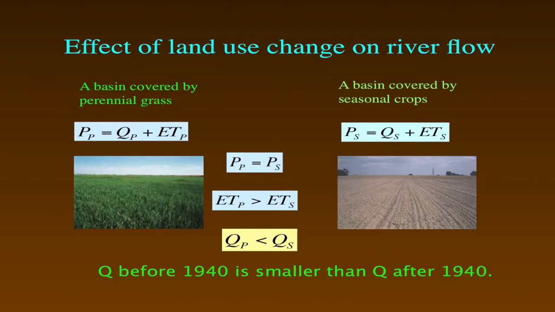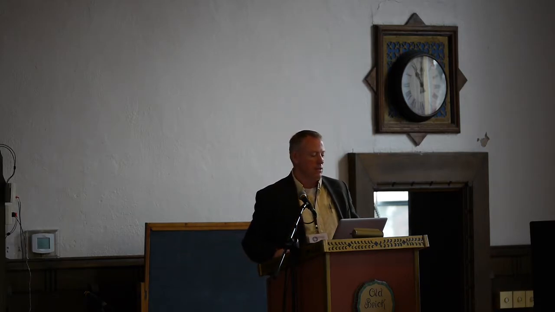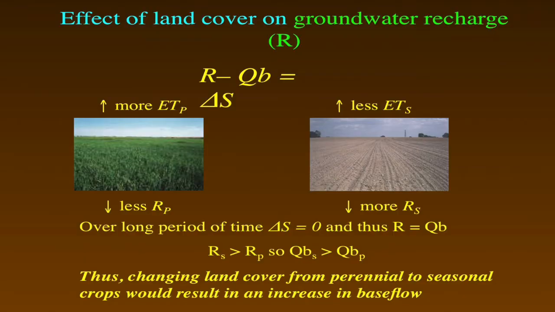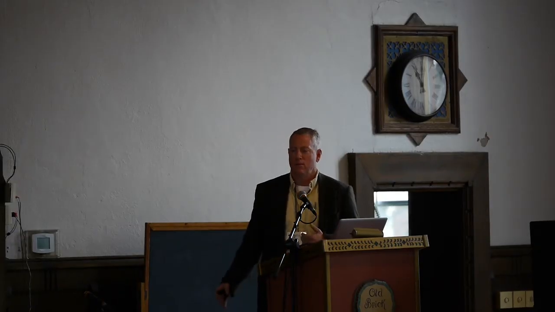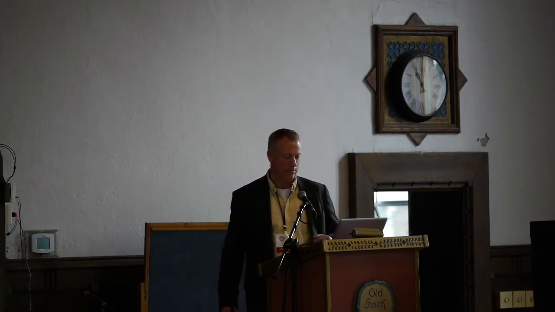So we can use a simple water budget to say, how does land cover affect how much water discharges in the stream channel? If we compare a watershed that's dominated by grass and perennial vegetation versus seasonal, assuming the precipitation is the same, we've just said we have greater ET under perennial vegetation. The simple water balance would say that we have more stream flow occurring under seasonal crops because there's just less ET in this water balance. Okay, so the flow early in the 20th century should be less than what it is after because we've changed cropping to more seasonal crops.